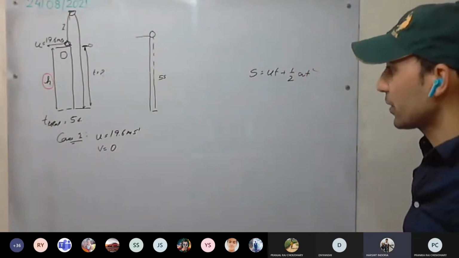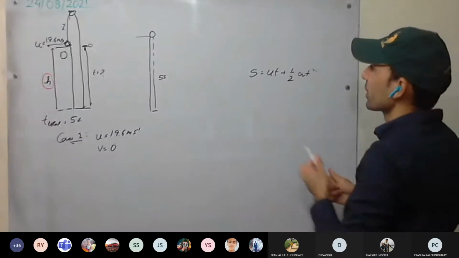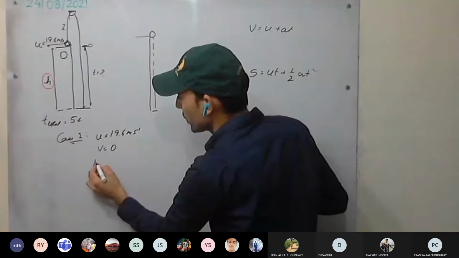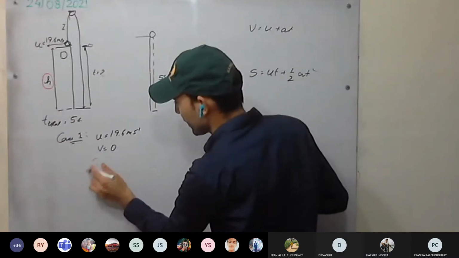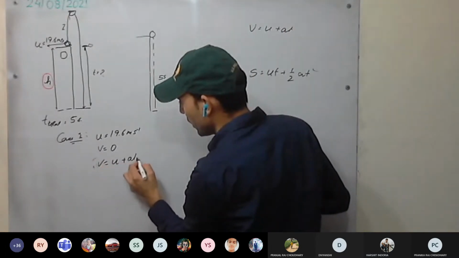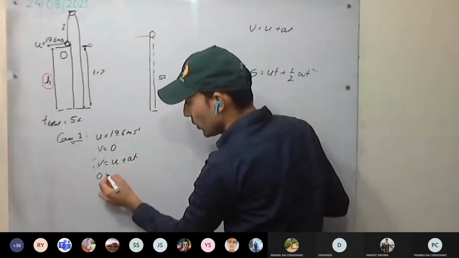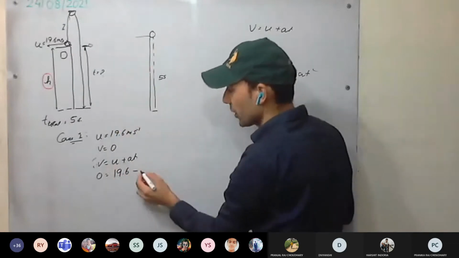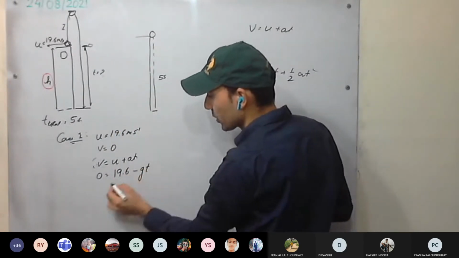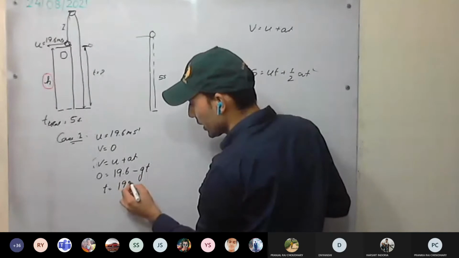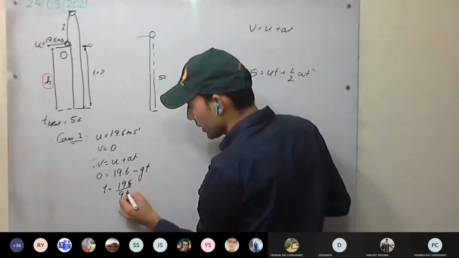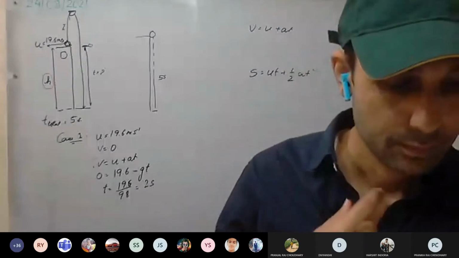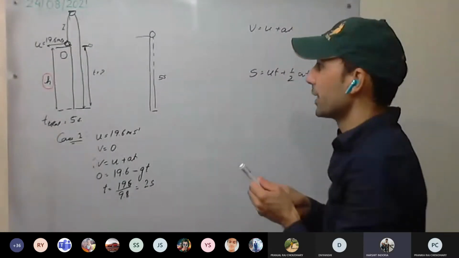Time. Calculate the time. Which equation are you going to use? First equation, v equals u plus at. Since it is thrown upward, v is 0 at the highest position. u is 19.6, and since we are throwing upward, a is minus g: 0 equals 19.6 minus g into t. Calculate t: 19.6 divided by 9.8. It is 2 seconds. You have got 2 seconds.